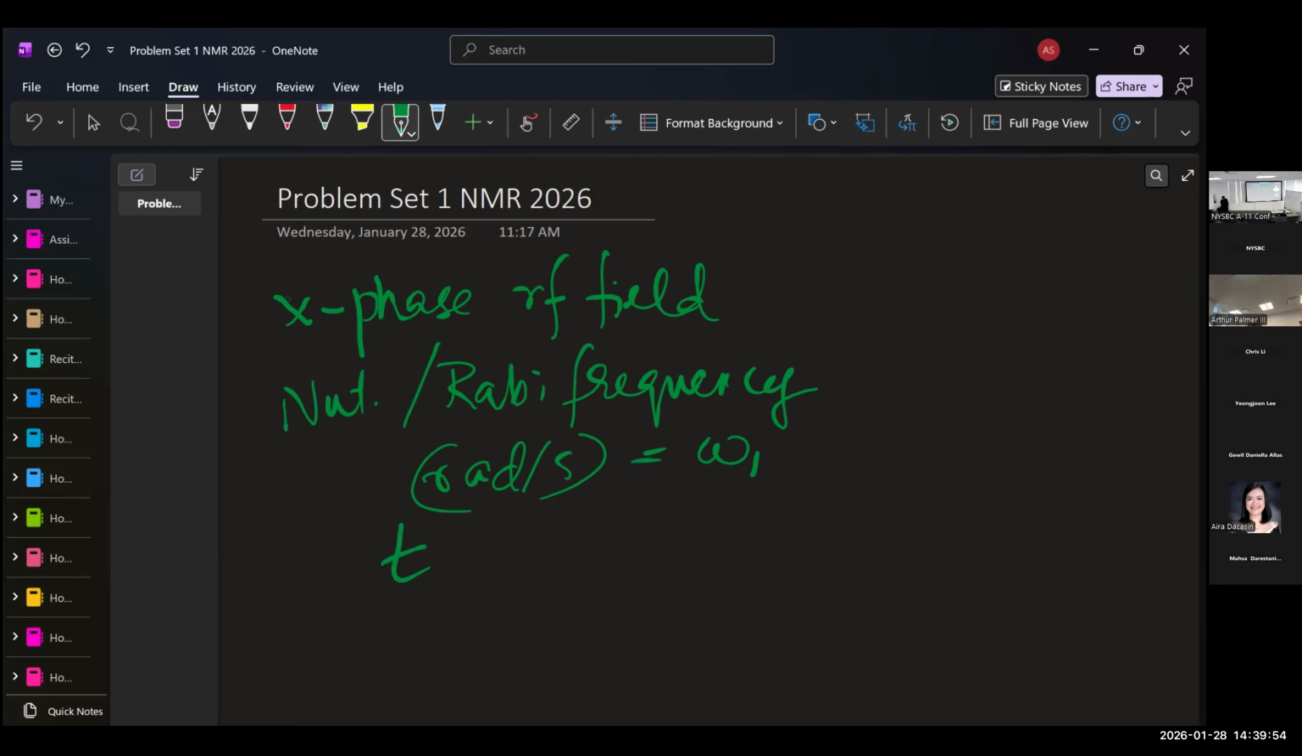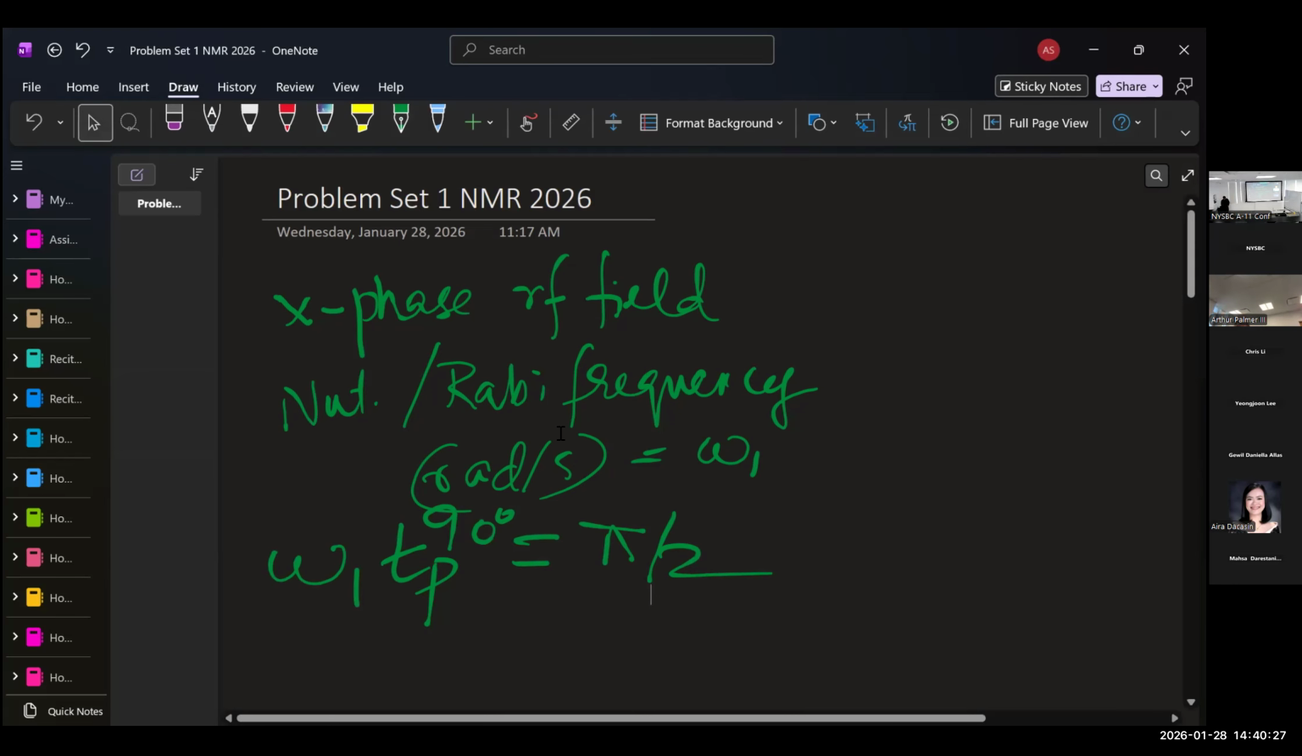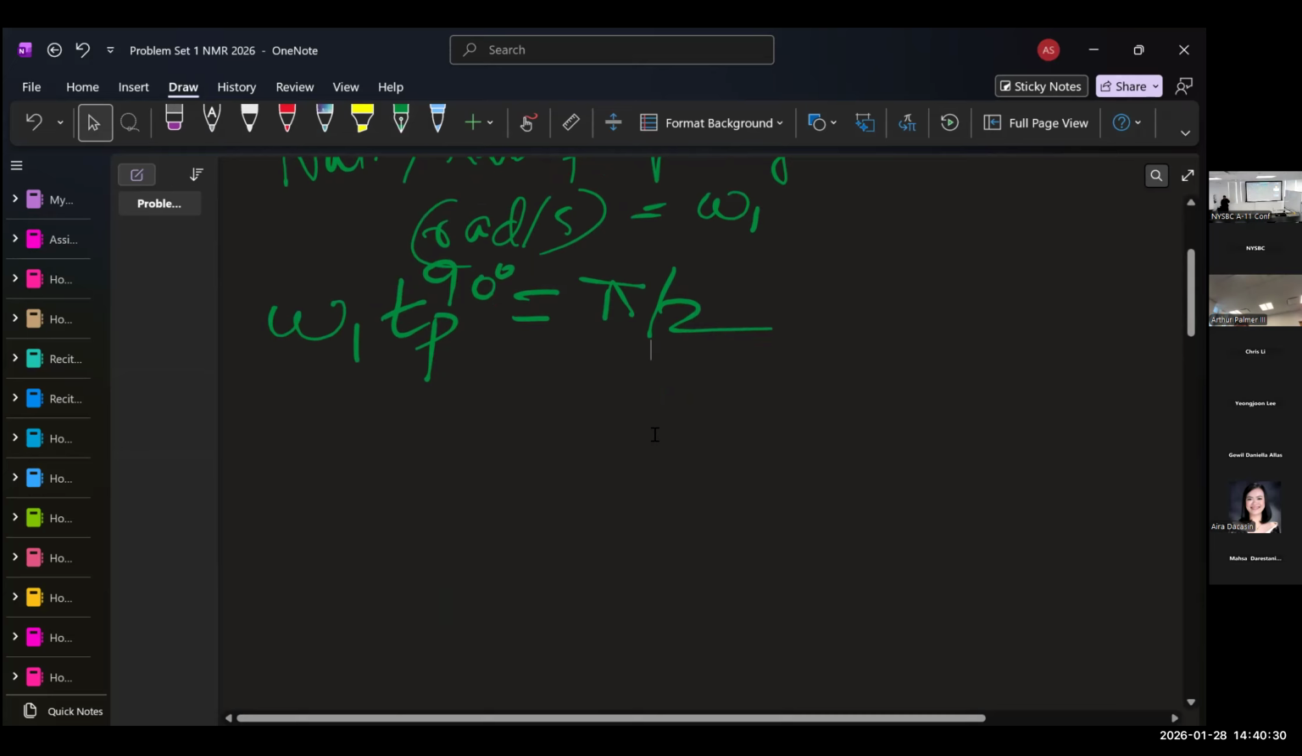Say I want to find the pulse duration for a 90-degree pulse. I have the nutation frequency in radians per second, omega 1. Anybody online can also speak up at any time. So this is for an on-resonance 90-degree pulse with power omega 1 in radians per second. I get the Rabi frequency, and I get pi over 2.